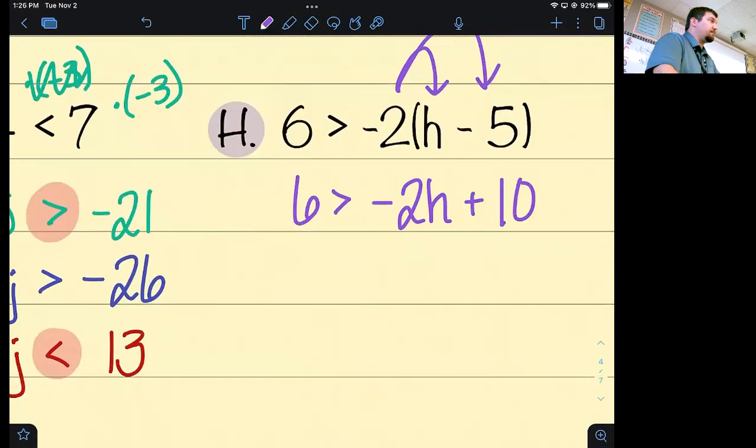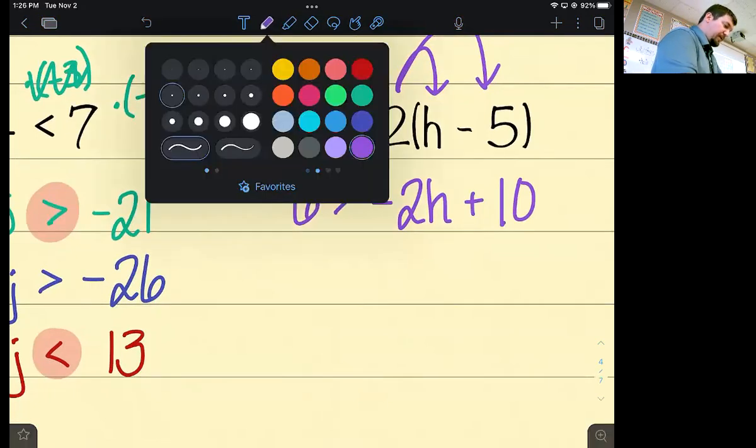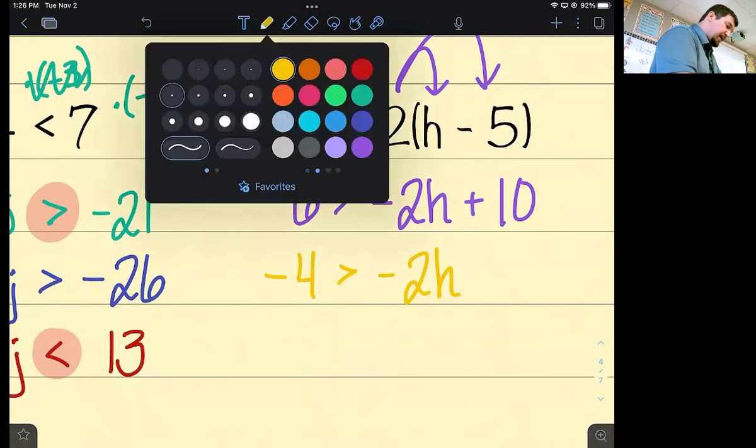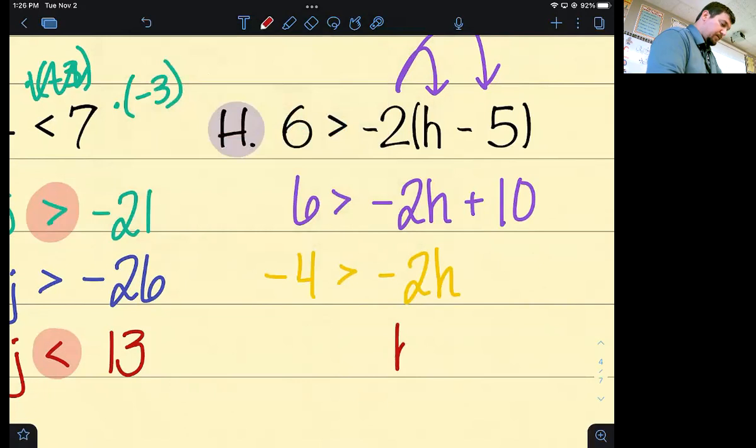Jimmy, what's my next step? Okay, Jimmy, if I subtract by 10, that leaves me with -2h. And what on the left side of the equation? -4. And then Lucy, I need to finish this by doing what? Perfect. Lucy, when I divide by -2, I flip the sign, good. And you get +2. Excellent.